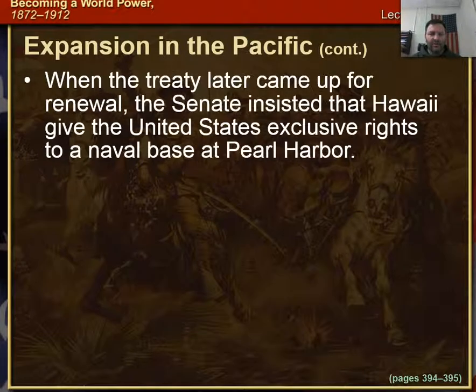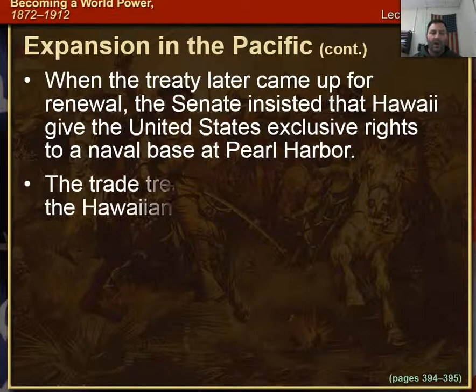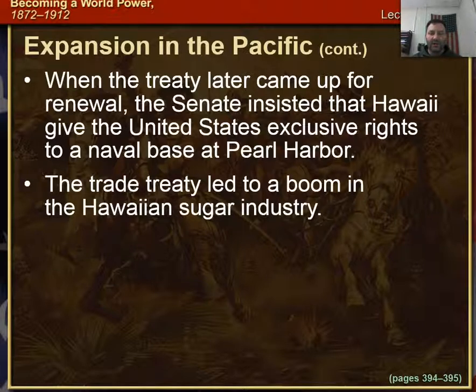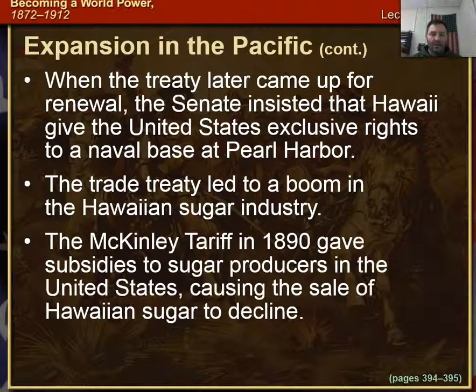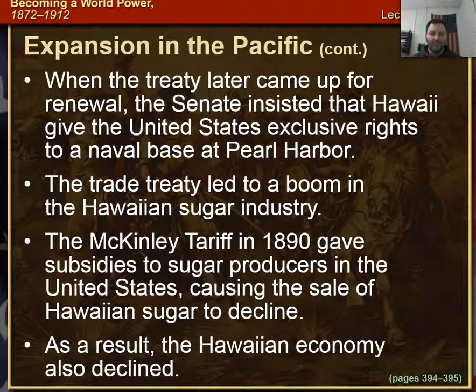Now, when the treaty later came up for renewal, the Senate insisted that Hawaii give the United States exclusive rights to a naval base at Pearl Harbor. The trade treaty led to a boom in the Hawaiian sugar industry. Then the McKinley Tariff in 1890 gave subsidies to sugar producers in the United States, causing the sale of Hawaiian sugar to decline. As a result, the Hawaiian economy also declined.